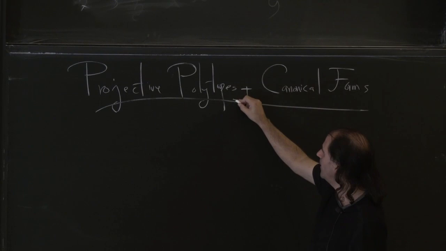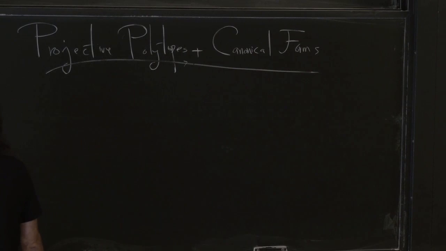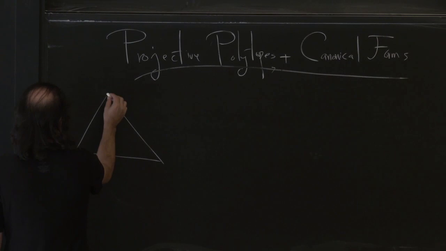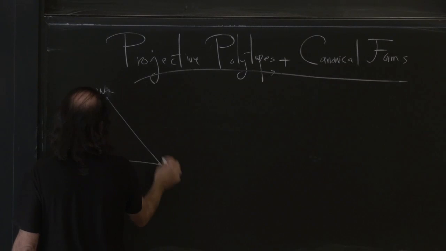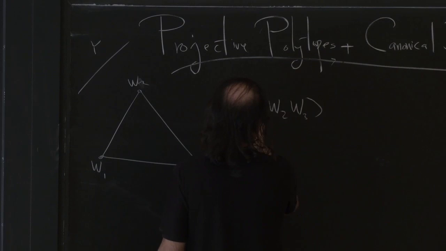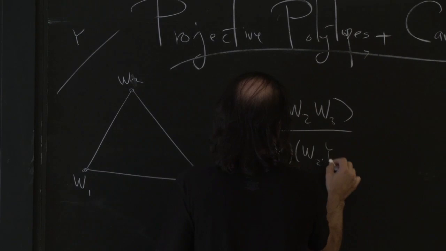Last time we were talking about the fact that the notion of a volume makes sense as an affine notion. If I give you a hyperplane at infinity, then I can talk about, for example, the area of a triangle. If I give you the vertices, let me call them today W1, W2, W3, and some Y as a line at infinity, then there's a formula for the area. Your high school formula for the area written projectively looks like this.